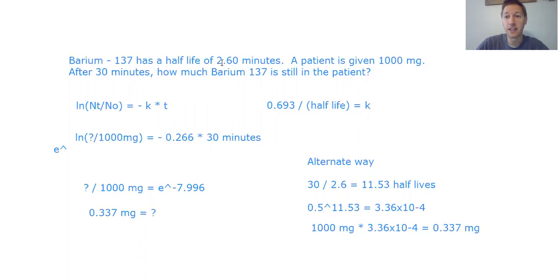So from our question, the half-life is 2.6 minutes. We take 0.693 divided by 2.6. Our K constant for this one is 0.266.